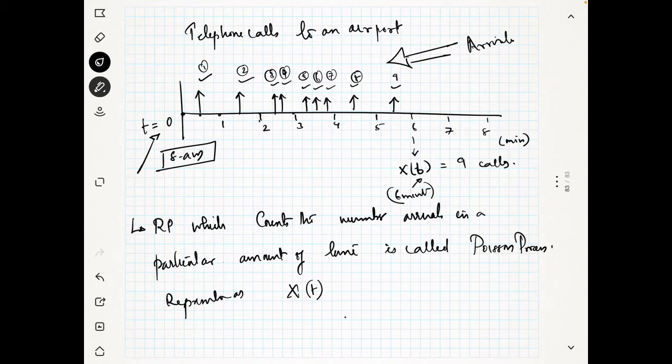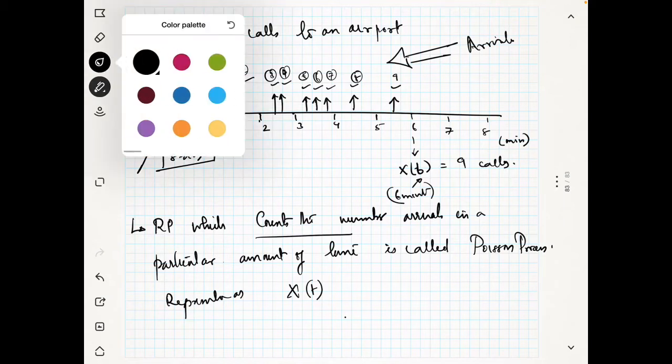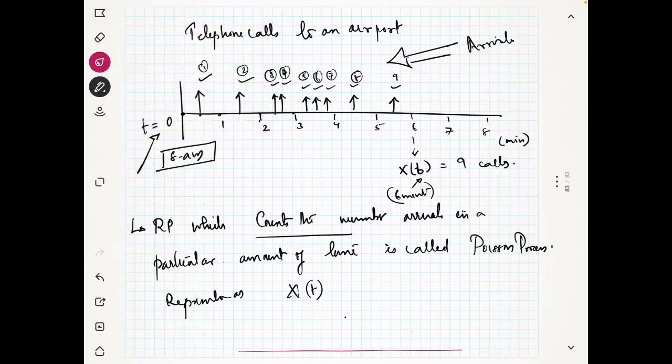But the Poisson process will count the total number of arrivals. Okay, so it is counting the total number of arrivals. So how can we count here? In this case, you can see here, this is the time axis. Let's say this is the time axis for the above example.